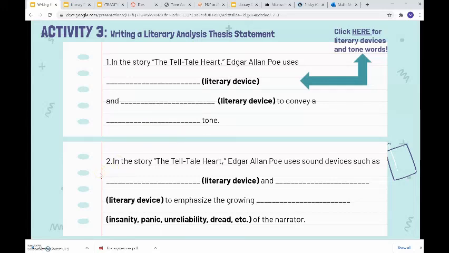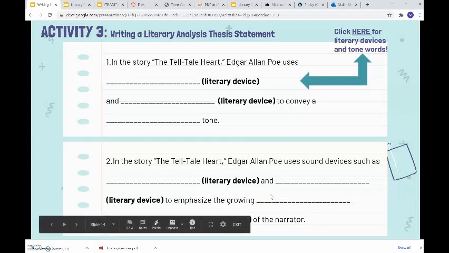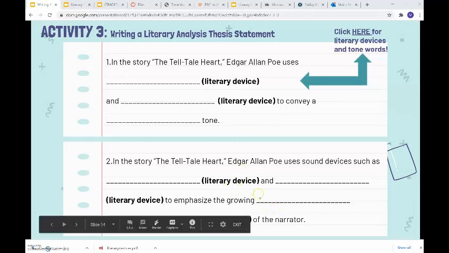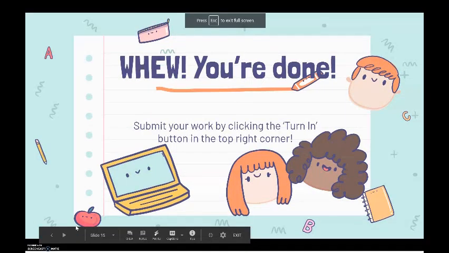Number 2, in the story The Telltale Heart, Edgar Allan Poe uses sound devices, such as blank and blank, to emphasize the growing blank of the narrator. This narrator is somewhat crazy. So I've given you some ideas to help you. Is the narrator showing a growing insanity, a growing panic, unreliability, dread, or however you think the narrator is changing? So again, if you need help with literary devices or tone words, you can click here and find some examples for you. Okay, now you're done.